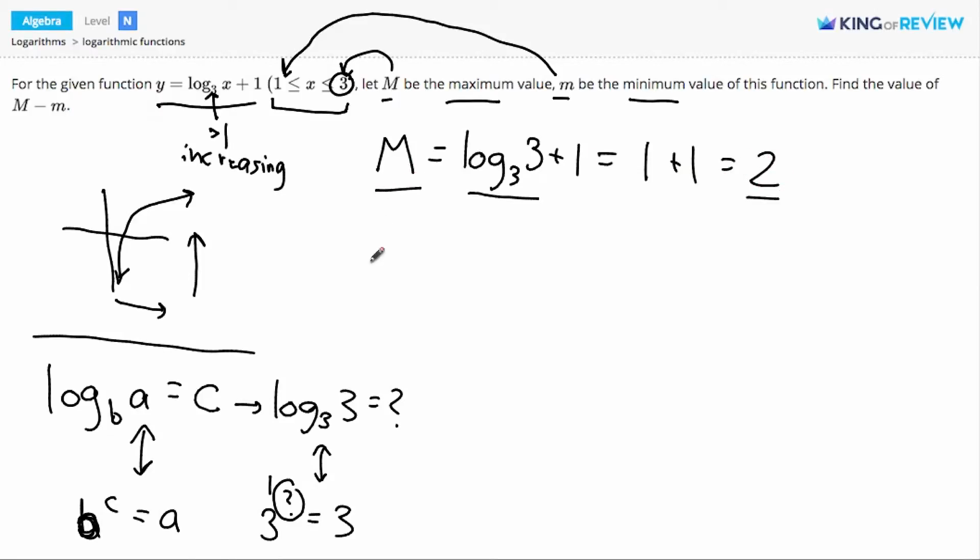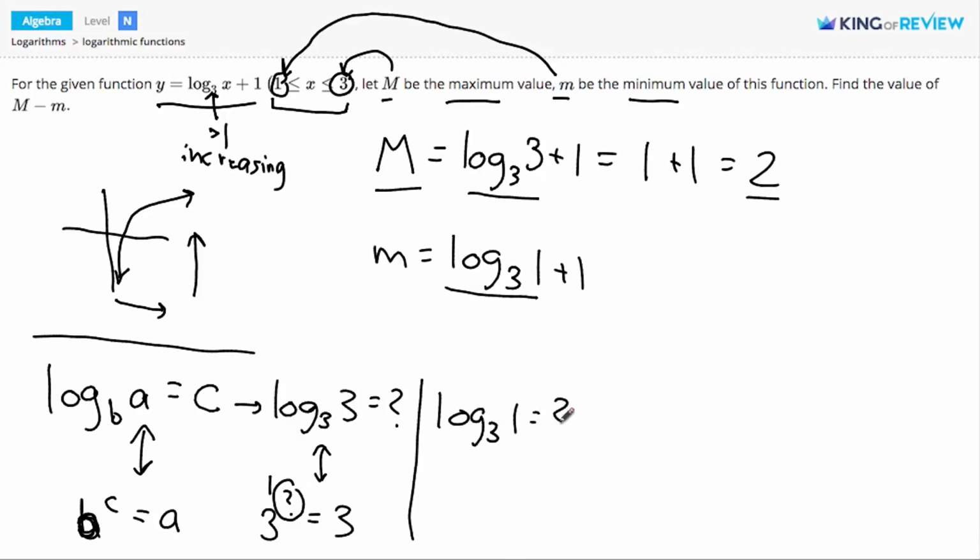We can use the same logic for lowercase m, the minimum. The minimum is what we will get when we plug in the beginning of this domain, 1, in for x. So now we have to find the log base 3 of 1. Let's use the same principle we used earlier. The log base 3 of 1 is something we have to figure out, but that can be written equivalently as 3 to what power is equal to 1. Well, there's only one power you can raise the number 3 to in order for it to equal 1, and that's 0. 3 to the 0 power equals 1, which means this log has to equal 0, and 0 plus 1 is 1. So little m, lowercase m, is 1.